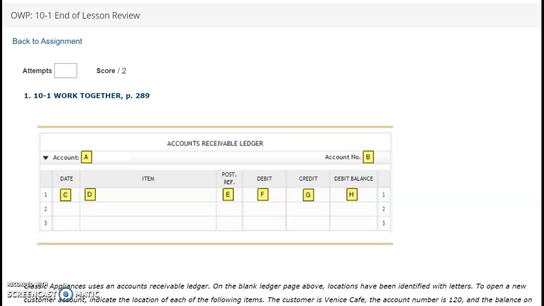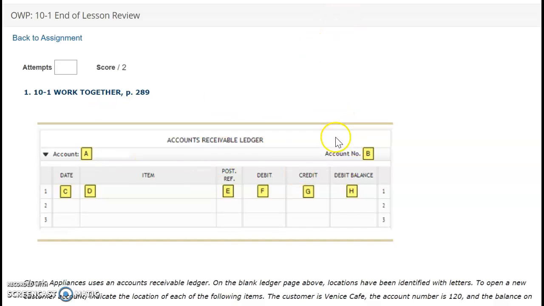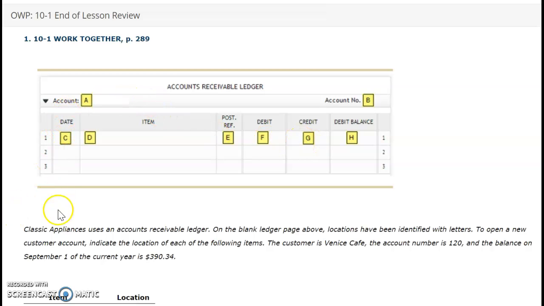We're going to begin the 10-1 work together. And at the beginning here, this is kind of set up how we began with our accounts payable ledger. And we're just going to decide which letter matches the terms down below and what fills in differently.